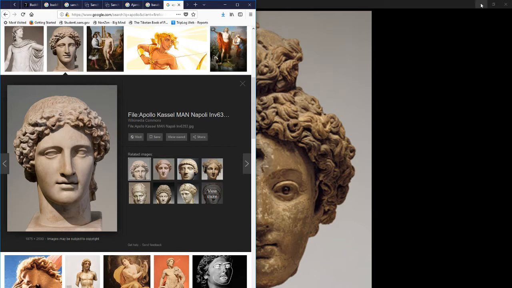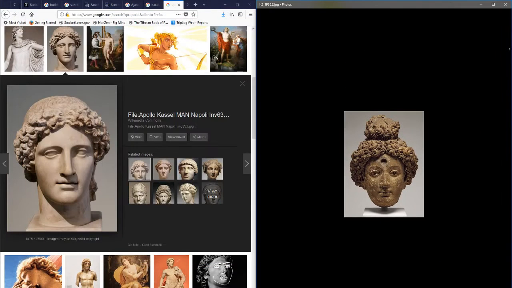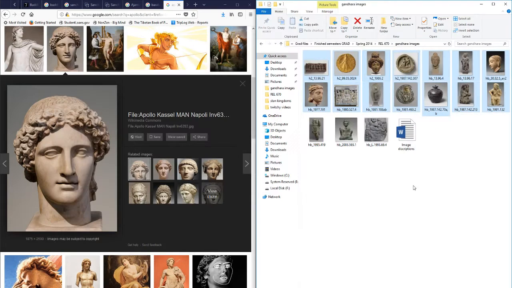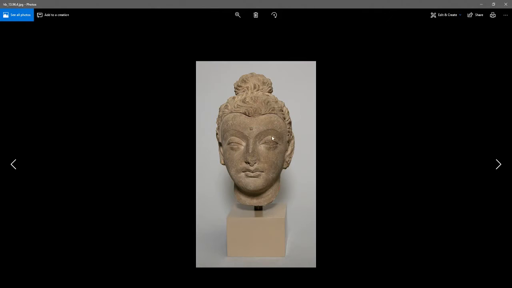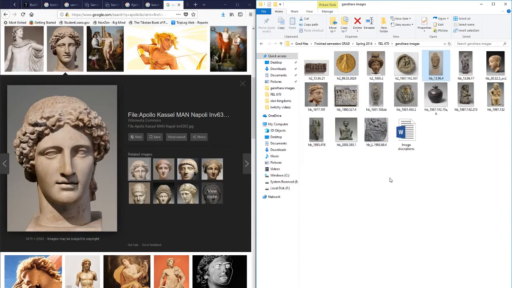And let's make this smaller. Okay, that helps, I think. Yeah, you can see the similarity. Let's see if we can find another one. There's another. So this is the big giveaway right here, that the way that the forehead comes straight down to the nose. Very Hellenistic depiction, very indicative of that style.